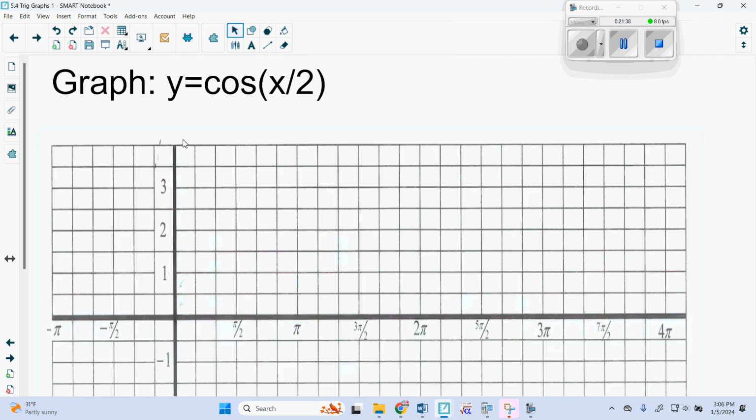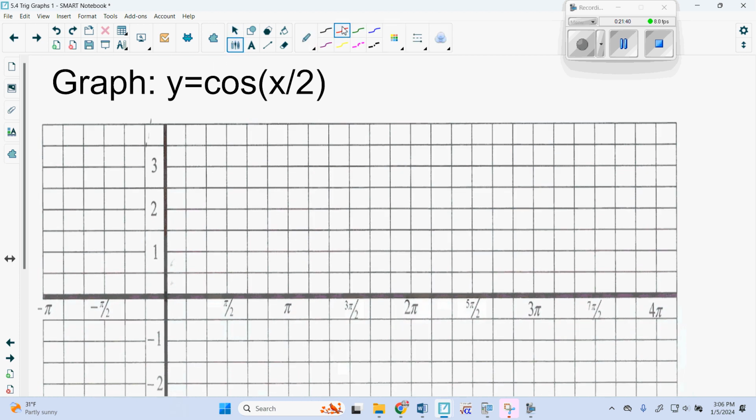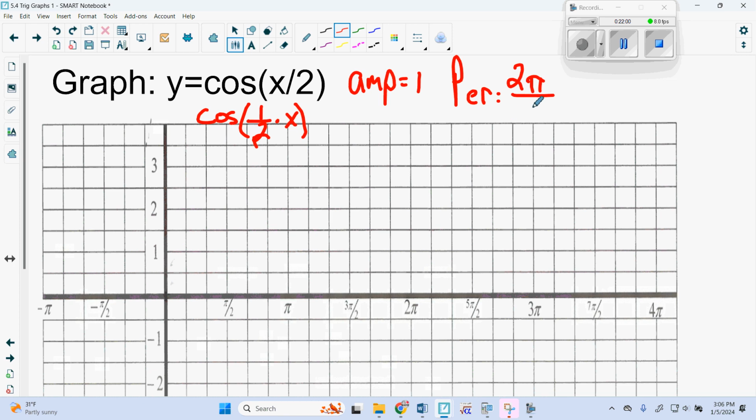Cosine of x over 2. Once again, our amplitude is 1, which is nice. Our peaks and valleys are at 1. And to find our period, we take 2 pi divided by the number in front of the x. Now, it looks a little unusual here, but really, this is the same as 1/2 times x. So this is 1/2, so we're going to divide by 1/2, but dividing by 1/2 is the same as flipping and multiplying. So we get 4 pi.